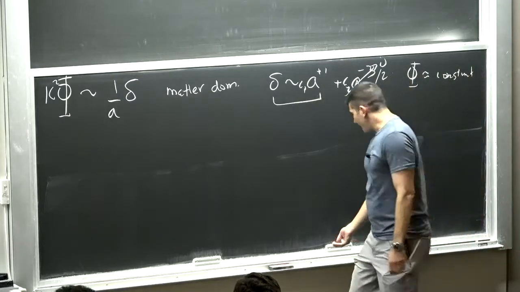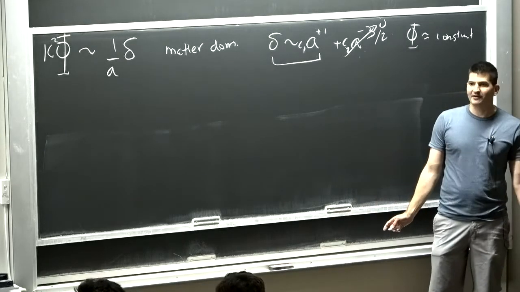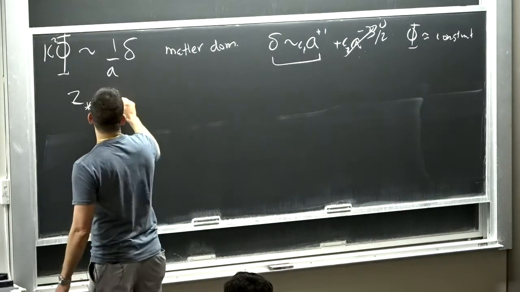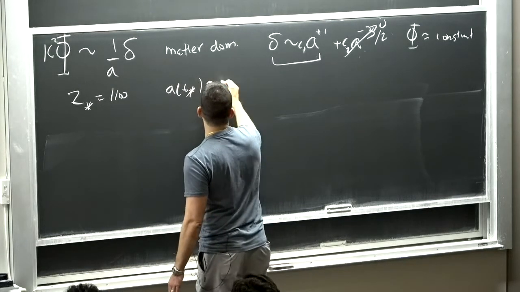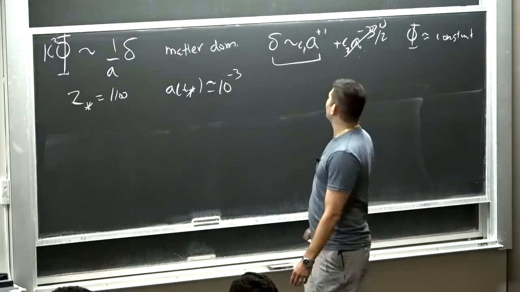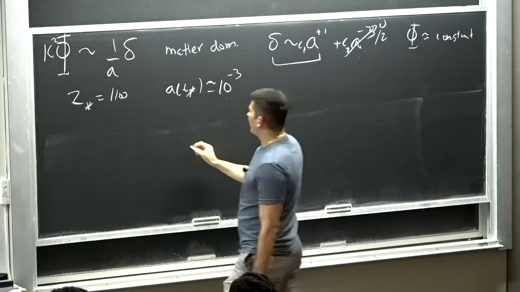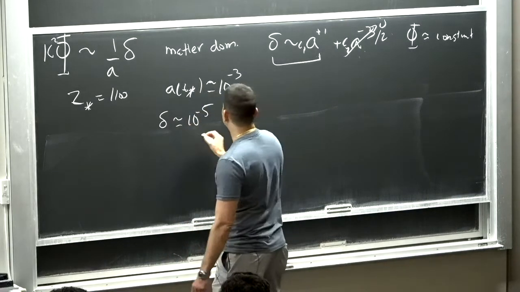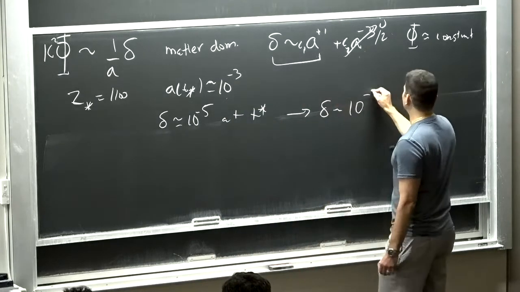Okay, so with that, we remember that redshift and a are inversely related. So the redshift of recombination, z star, was equal to 1100, which told us that a at the time of recombination was about 10 to the minus 3. So if something grew linearly from recombination until today, that means it grew by a factor of 1,000. So if delta was equal to 10 to the minus 5 at t star, then delta would be 10 to the minus 2 today.